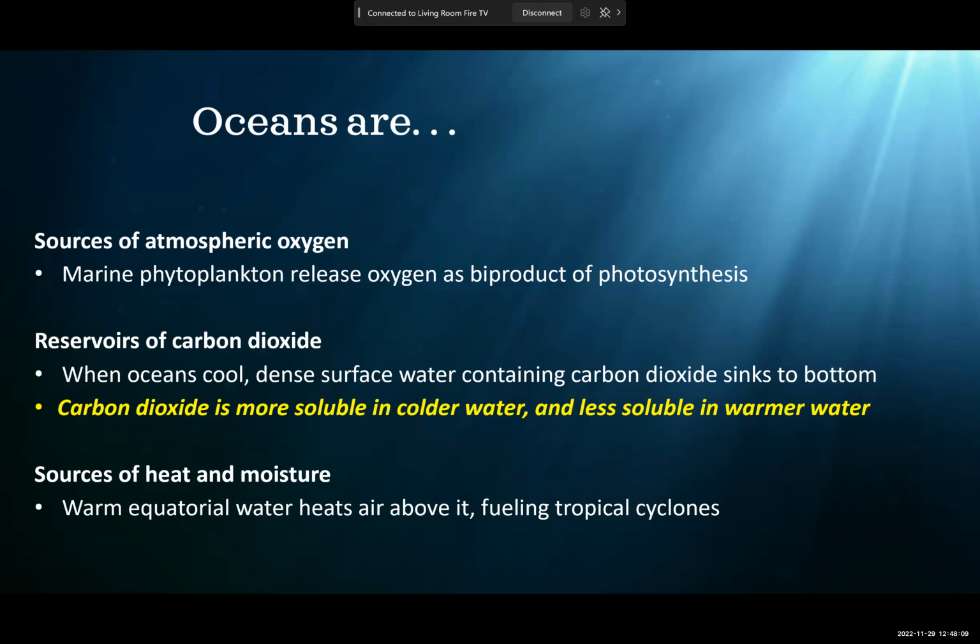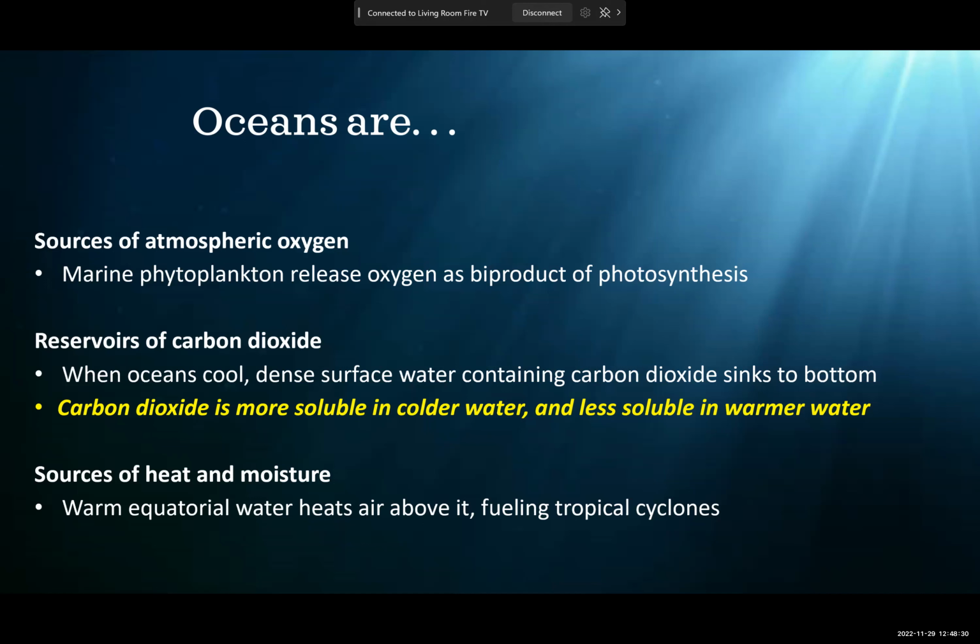So when oceans cool, the dense surface water containing carbon dioxide sinks to the bottom. Now, this is yellow because you need to remember this. This one is something to remember for life. I should have put a Rico on here. And in context of today's documentary and next week's documentary, this is a very important point to understand.